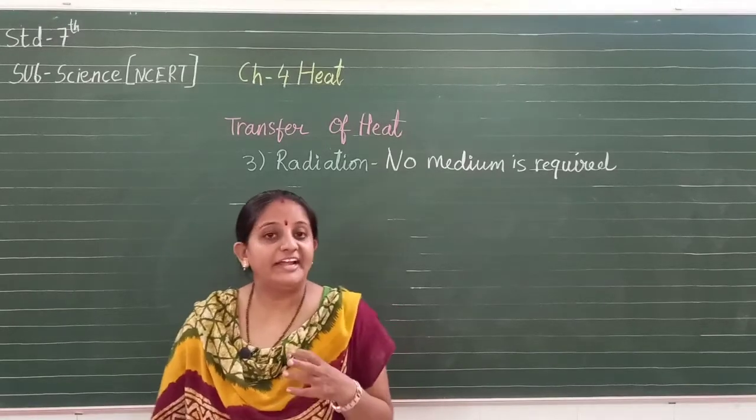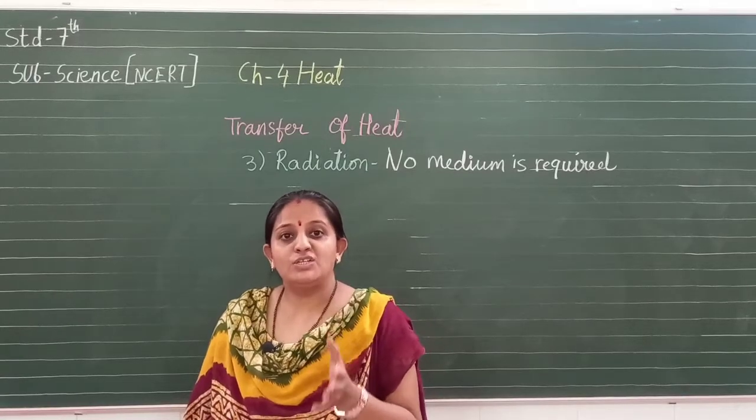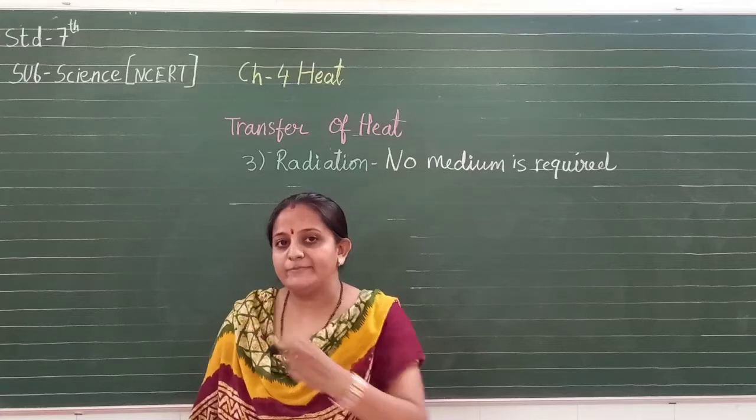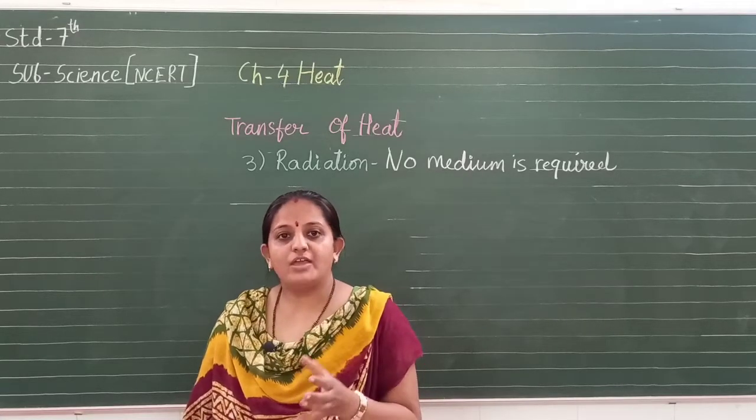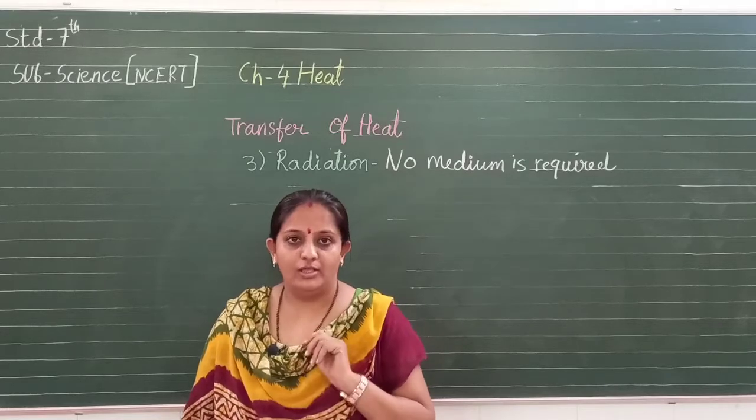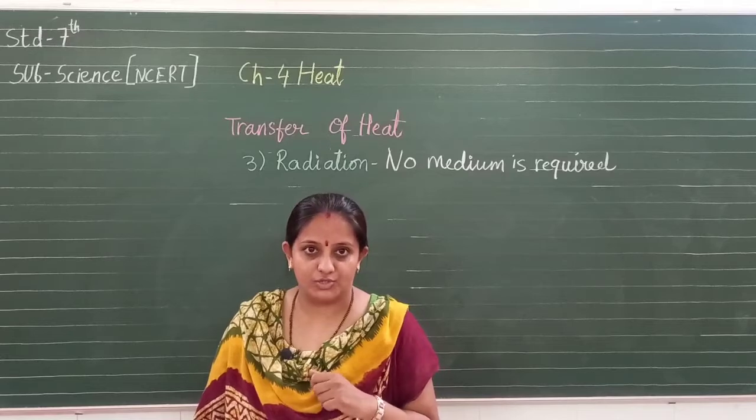Generally we prefer light color clothes in summer season because light color clothes reflect the sunlight, isn't it? And the dark color absorbs it. So we wear light color clothes in a summer season to keep our body cool. And in winter season we wear woolen clothes, that is dark color clothes, isn't it?